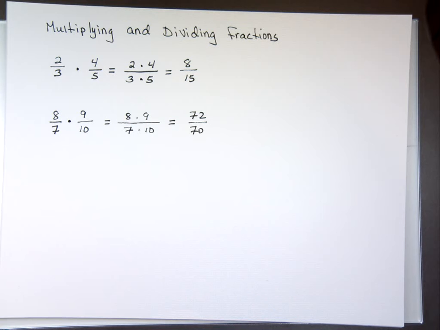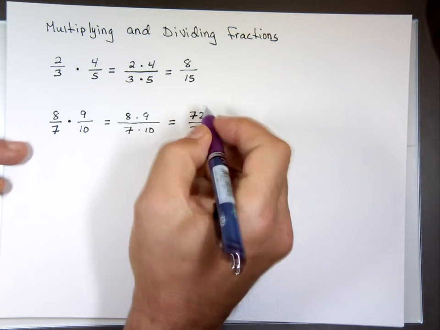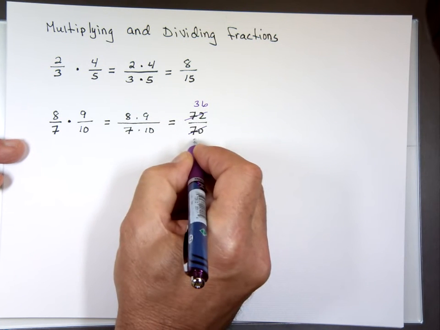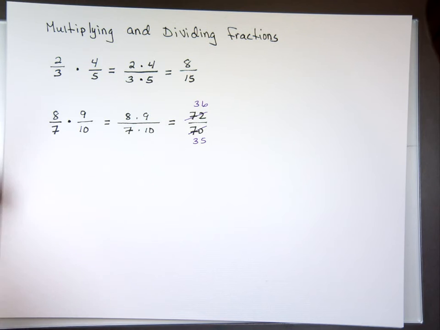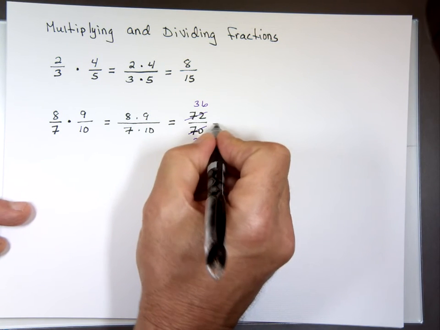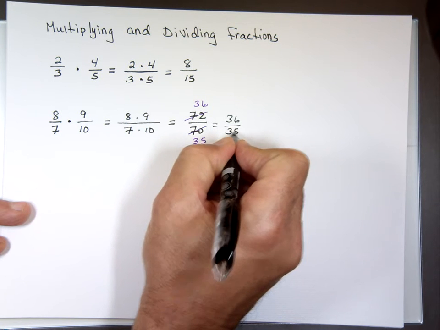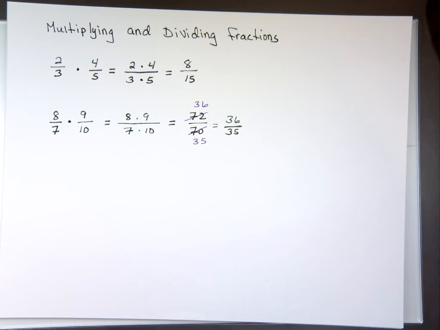To simplify it, we can divide the top and the bottom by 2, right? By 2, this will be 36. By 2, this will be 35. So my answer, simplified as a fraction, is 36/35. So if they ask you to write a simplified fraction, this is good. You don't have to change it to a mixed number.